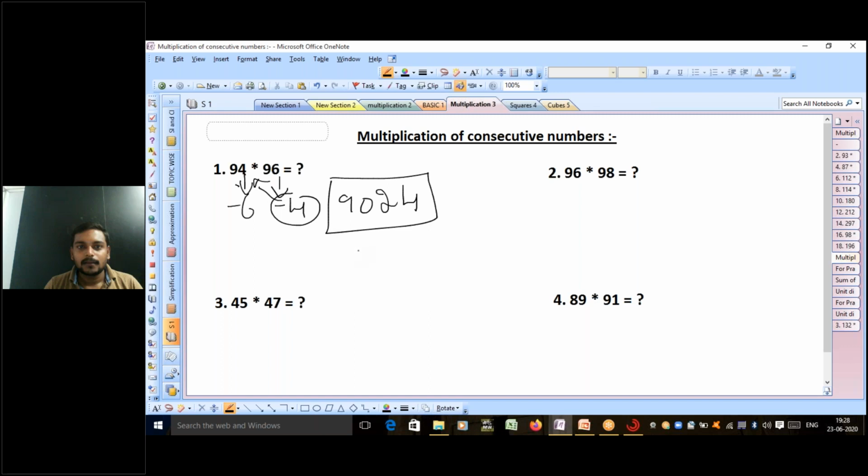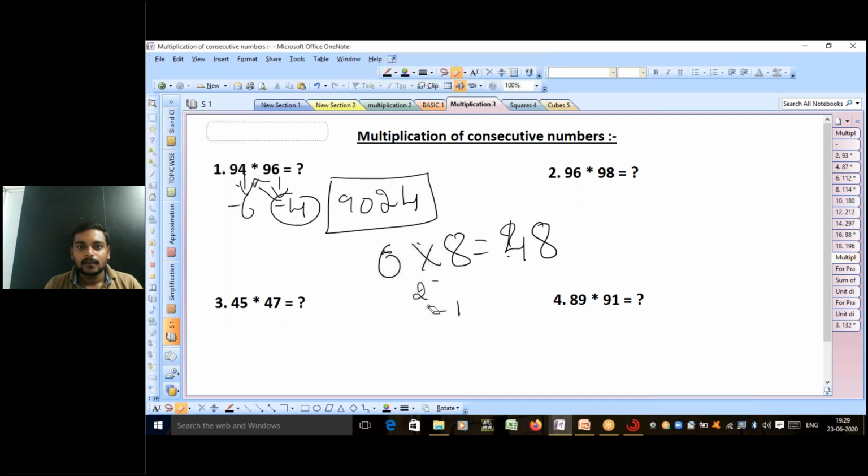So instead of going with this method, you can have another method. Okay, 6 into 8 is how much? 6 8s are 48, right? How does 48 come? Just take the middle value. What is the mean value for 8 and 6? It is 7, right? Mean value means the middle number. Just take the square of it and minus 1.